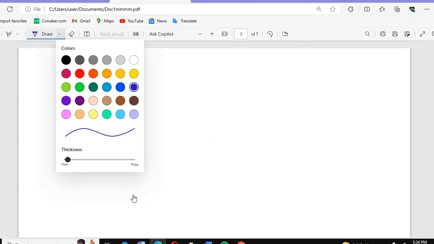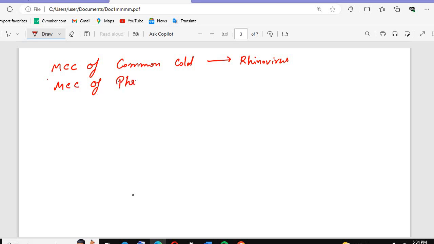Okay, let me take this opportunity to discuss with you which is the most common cause of the common cold. I hope every one of you knows. Yes, you all are correct. That is the rhinovirus. Okay, tell me which is the most common cause of pharyngitis. Yes, again you all are correct. That is adenovirus. Which is the most common cause of croup?